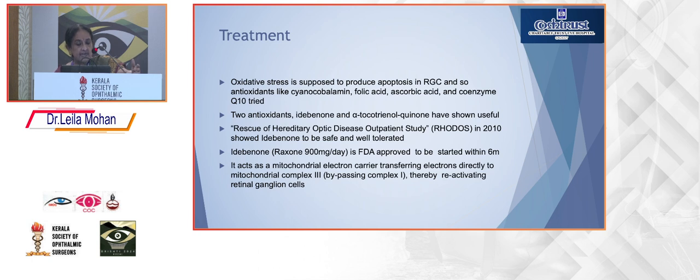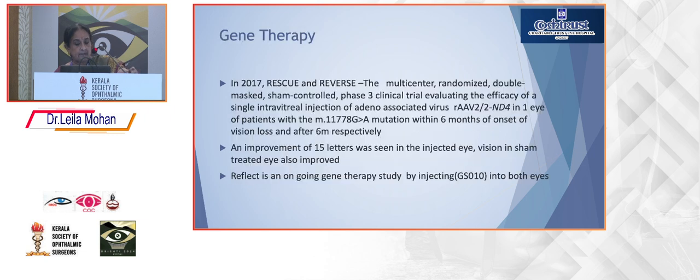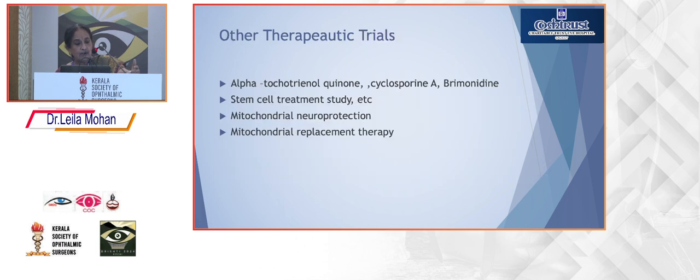It is an electron carrier transferring electrons directly from mitochondrial complex 3 to the diseased complex 1, reactivating the RGCs. And a lot of studies are there for gene therapy. In 2017, the RESCUE and REVERSE clinical trials with adenovirus injected intravitreally for this main mutation were found successful. A 15-letter improvement has been seen from PL. So the trials are going on, and other therapeutic trials are also there.